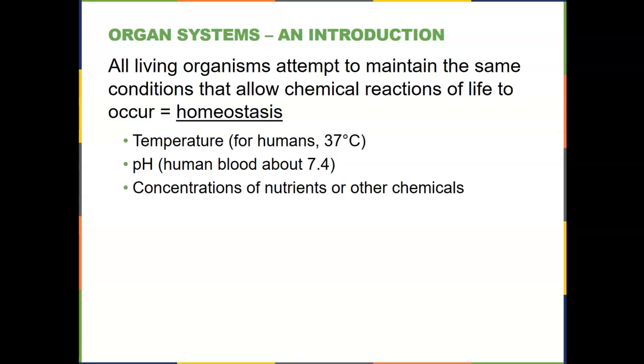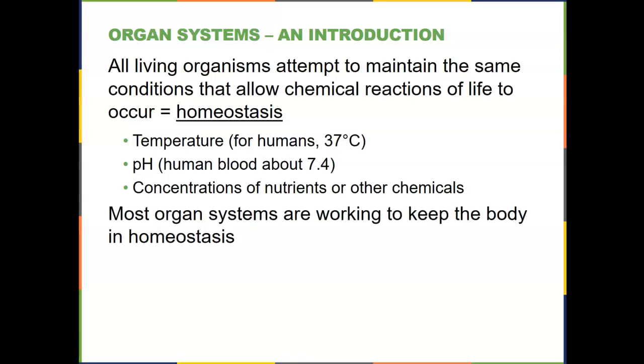So for humans, homeostatic temperature is 37 degrees Celsius. Now remember, we're doing science here, so Celsius and metric measurements are what we're using in this course. The pH of human blood is about 7.4. It's slightly alkaline. Remember, pH of 7 is neutral. And concentrations of nutrients and other chemicals are kept at a relatively stable level, which is a homeostatic level, to keep the body happy and healthy and working properly.